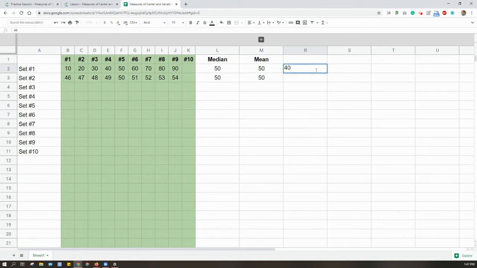And what's the next number? The next number is 20, and 20 is 30 away from 50. So I'm going to go ahead and add 30. So plus 30. And what's the next number? 30. How far away from the mean is that? It's 20. So plus 20. And then the next number, 40, that's 10 away. So plus 10. And then the next number is 50. That's 0 away. So it'd be plus 0. I don't have to write plus 0. How far away is the next number? 60. That's also 10 away. And the next number is 20 away.